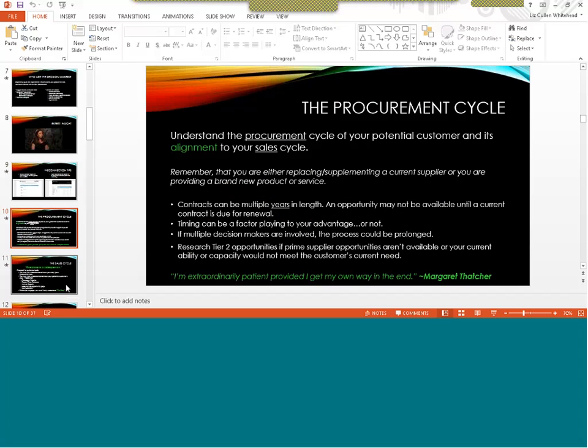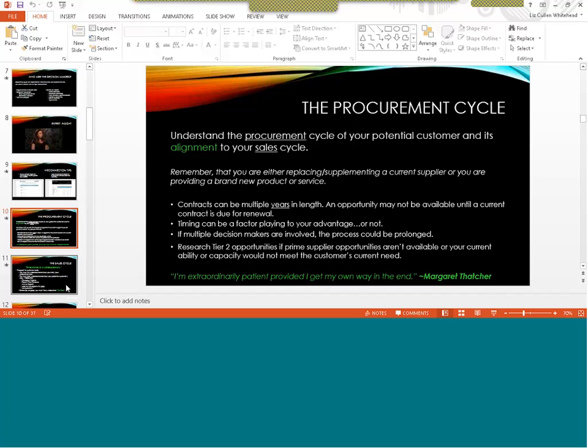Probably a lot of you have experienced that even when a company has a matchmaking meeting with you or has requested to meet with you, there might not be an immediate opportunity. And the reason for that is because they're fitting the supplier diversity goals, the goals of doing business with women and diverse suppliers, into their procurement cycles.